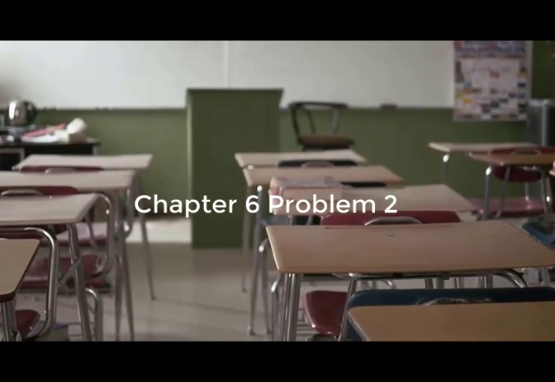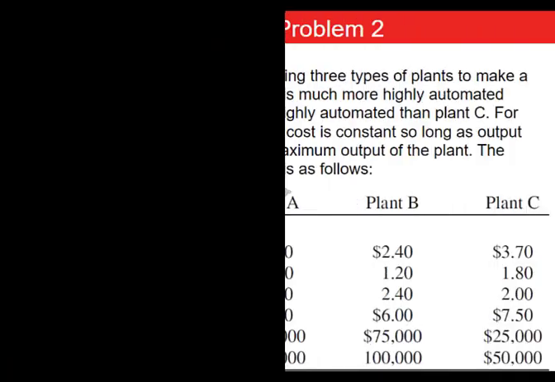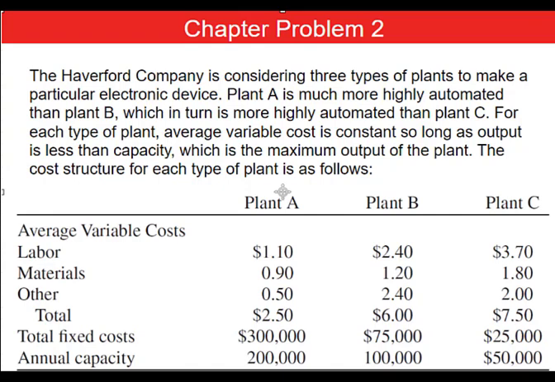Alright, let's tackle question 2 from the chapter. The Haverford Company is considering 3 types of plans to make a particular electronic device. So plan A is much more highly automated than plan B and so on.